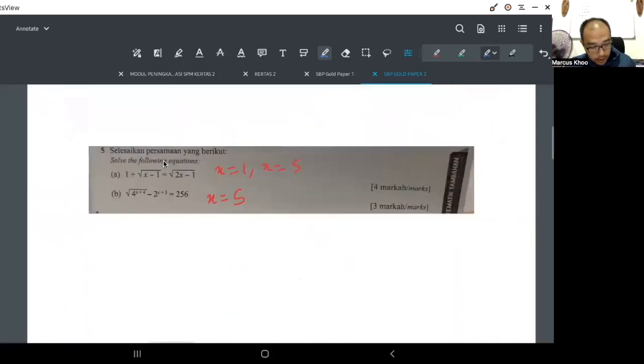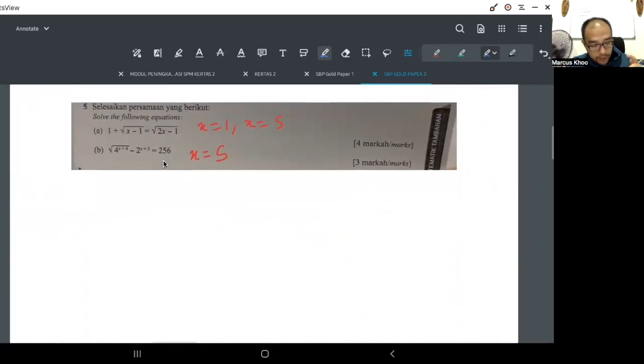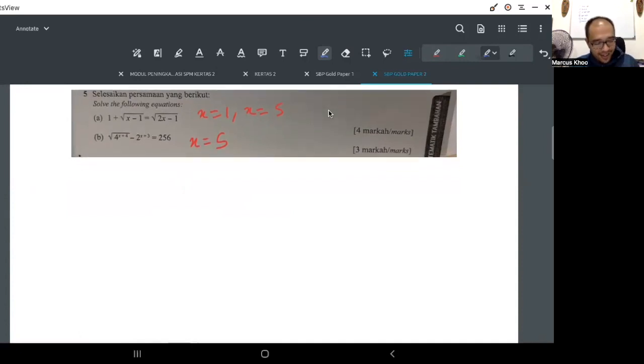All right. Number 5, solve the following equations. 1 plus square root of x minus 1 equals square root of 2x minus 1. As you can see, there are 2 x answers here, and this is a 4-mark question, so you know that it's a slightly longer working. So how will we do? 1 plus square root x minus 1 equals square root 2x minus 1.